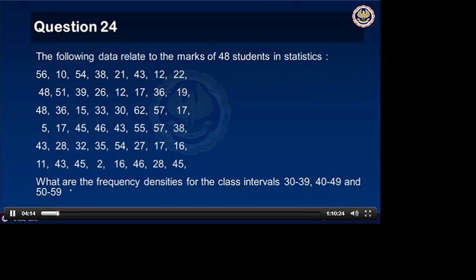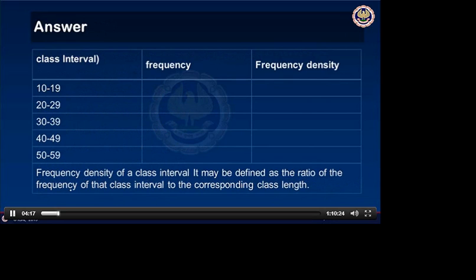So let's solve this. Now we'll tabulate the data. We have to find the frequency densities for these class intervals. Now the frequency density of a class interval may be defined as the ratio of the frequency of that class interval to the corresponding class length. So let's first find out the frequency. We are required to find it for 30-39, 40-49, and 50-59. So we are required to find the frequency densities for these very classes as per the question.